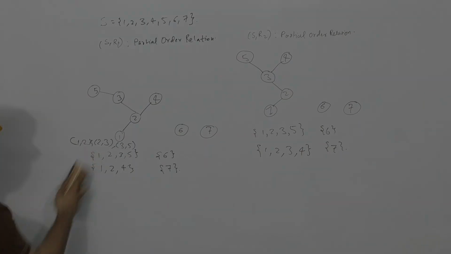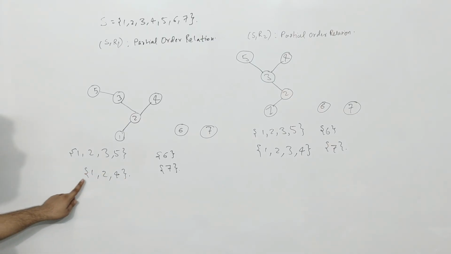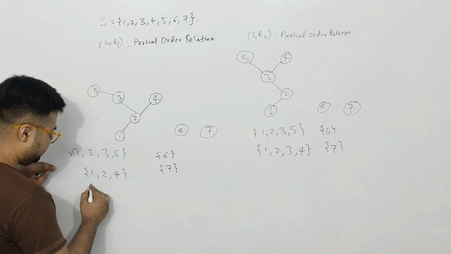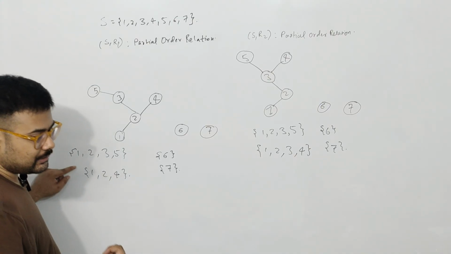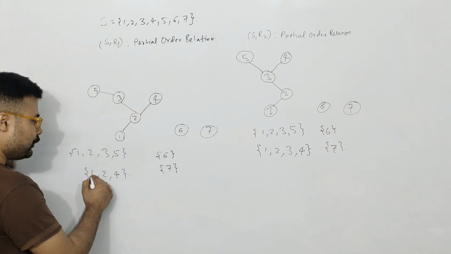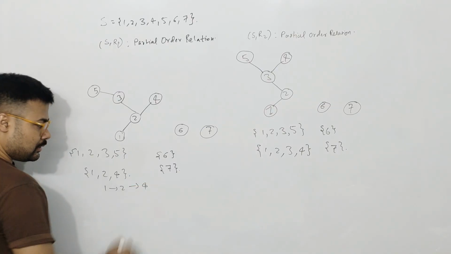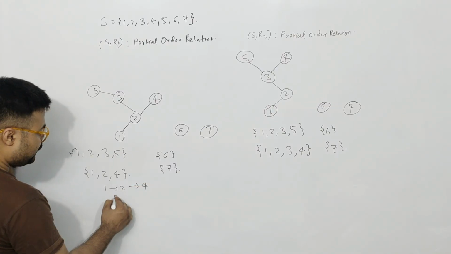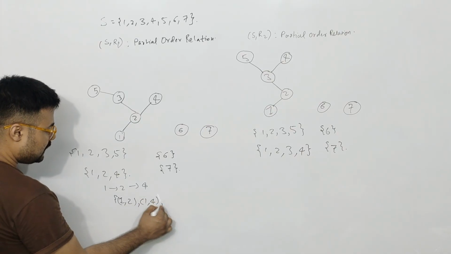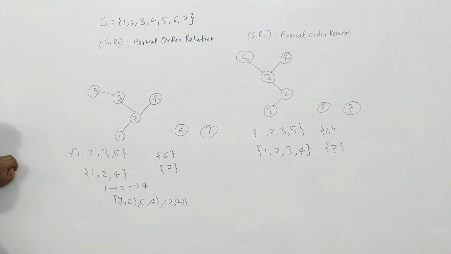Okay. So what are the ordered pairs because of this set? What are the non-reflexive pairs that are because of this set in your partial order relation? So you know the order. What is the ordering? Ordering is 1, then 2, and then 4. Then what are the non-reflexive pairs? The non-reflexive pairs are 1 2, 1 4, and 2 4. Okay.